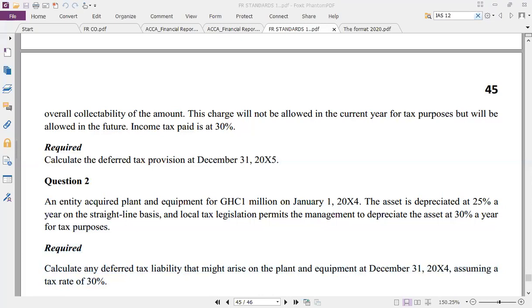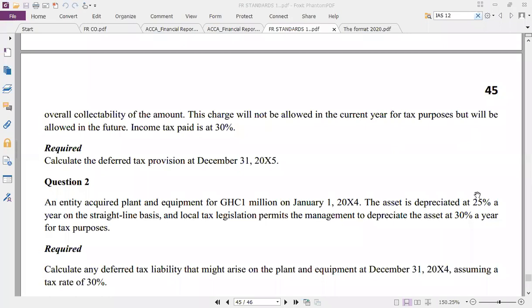As soon as we are done, then. So kindly continue for me. Kindly continue for me. Good.